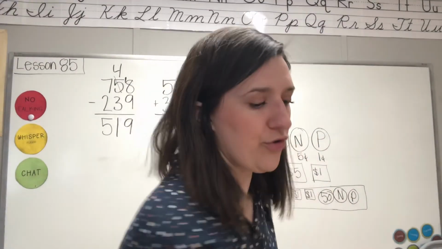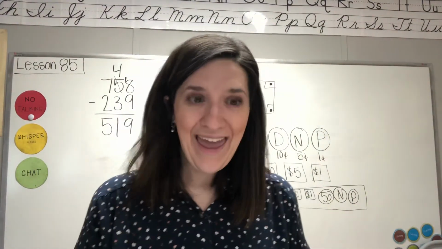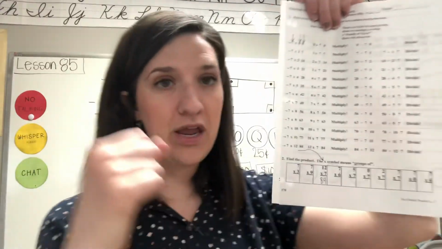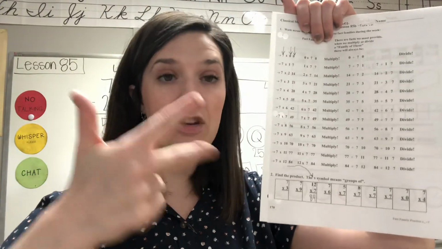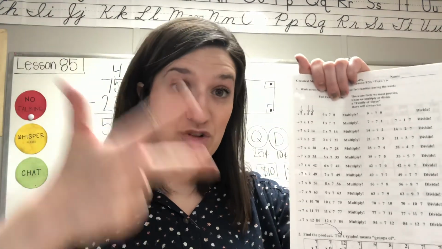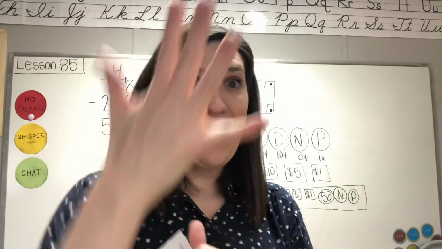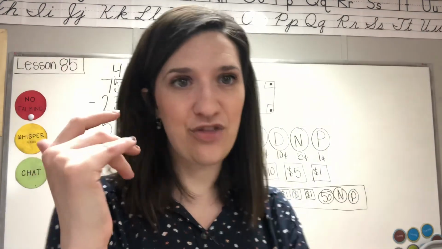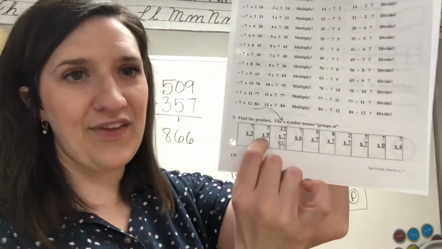On the back side, you get to multiply by sevens, which means you just do your count by seven. So 7 times 3, 7, 14, 21. Then you would write down 21, okay? 7 times 9, 7, 14, 21, 28, 35, 42, 49, 56, 63. Then you would write down 63.